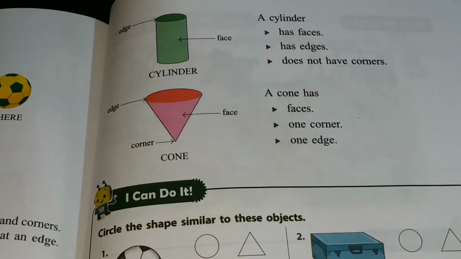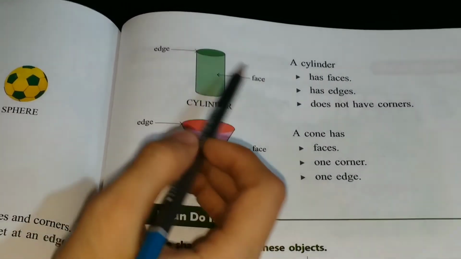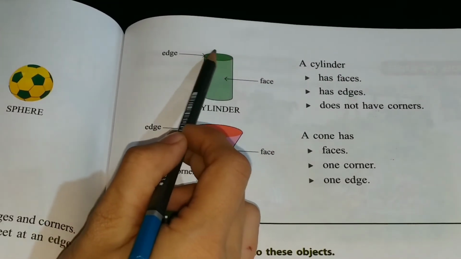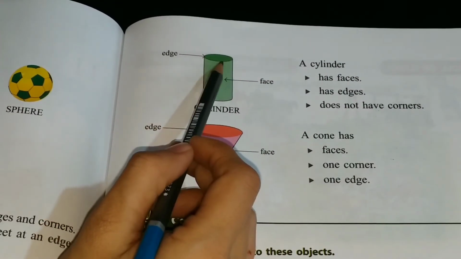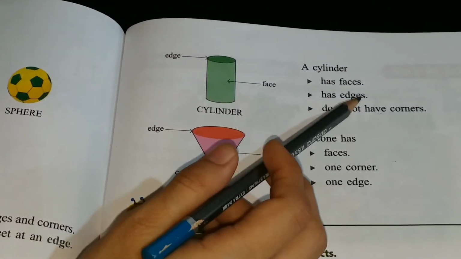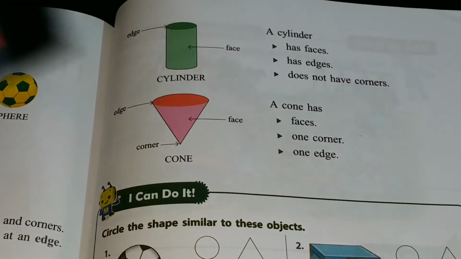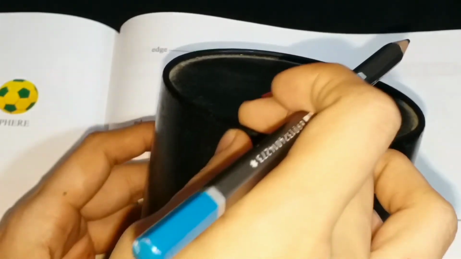Okay? Now look here, children. Cylinder. A cylinder has faces and it has an edge also. This is an edge of a cylinder and it does not have corners. It does not have any corner, children. So you can see over here, this is a cylinder. This is the face of a cylinder and this is the edge, where the faces meet. It is an edge of a cylinder and it does not have any corner.